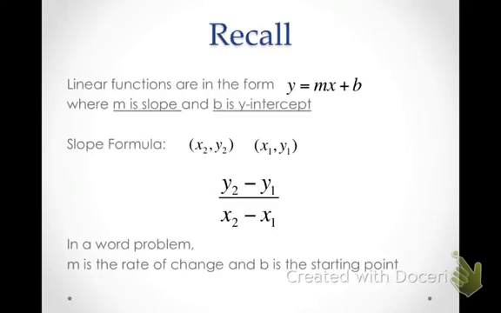First thing is linear functions are in the form of y equals mx plus b, where m is the slope and b is the y-intercept. Our slope formula when given 2 points is y2 minus y1 over x2 minus x1. And another thing to note in word problems, m is your rate of change, so how you change over time, and b is your starting point.